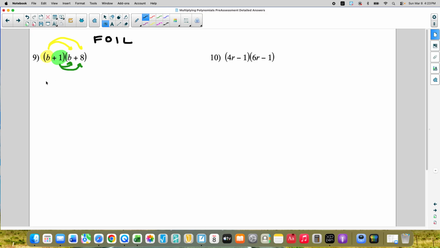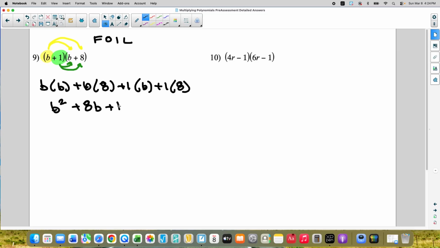First would be b times b. Outer would be b times 8. Inner would be 1 times b. And last would be 1 times 8. Same thing as double distribution, b times b, b times 8, 1 times b, 1 times 8. b squared plus 8b plus b plus 8.